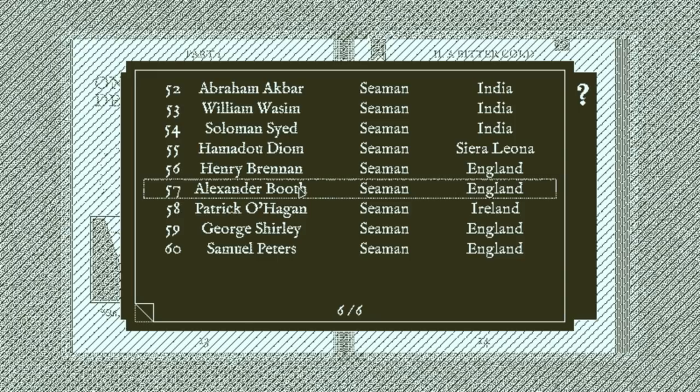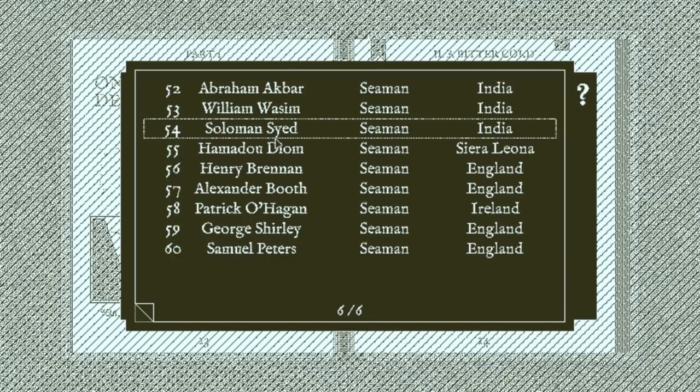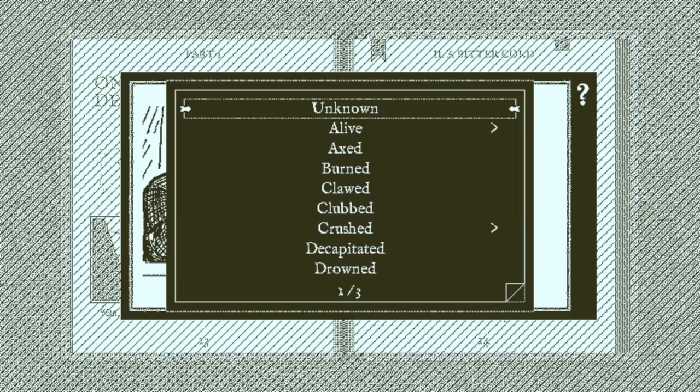You still have one more to go, right? How many people were on board? 60. Russia, only 51. Keep going down. I just saw Sayed. It was the last name. Solomon Sayed. India. Good on you. So these seamen here, one dude was speaking Russian. But Sayed is dying from an illness. Sayed's dead. Okay, so he died of illness. Hey, we got six. Well done.